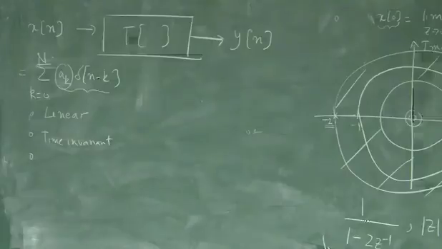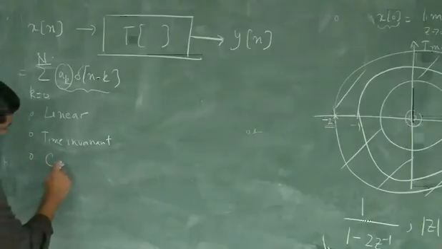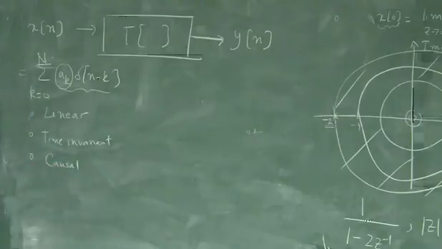and our system must also be causal, right? Because it should not start to give an output without me saying anything, right? That would be scary in fact, right? So we want our system to be causal as well, okay? So these are some of the important properties that we have discussed about systems, right?